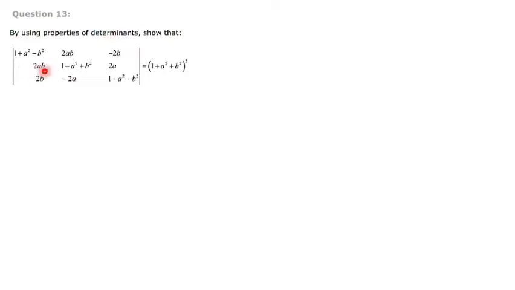Move on to question number 13. By using properties of determinants, show that this determinant is equal to 1 plus a square plus b square the whole cube. We have to prove. As before, we take delta is equal to the given determinant, the left hand side determinant. So before starting, I would like to tell you one thing.